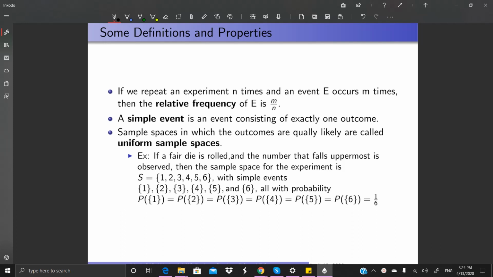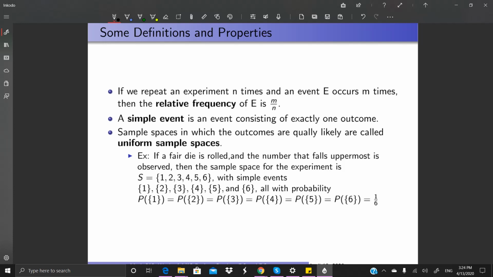So let's say we have an event E. Remember we defined event in the previous video in the 7.1 review. So we have an event E which occurs m times out of the total n times that the experiment was performed. Then we say that the relative frequency of E is m over n. Right, so now what is a simple event?